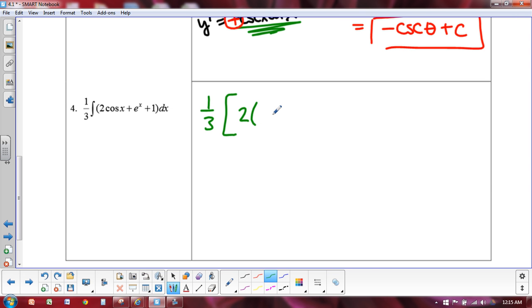And then the cosine, it always goes back and forth. Sine goes with cosine. I just write it down, and then I check my derivative. What is the derivative of sine? Okay, that's cosine. Good, I'm good to go. Plus the integral of e to the x is just e to the x.